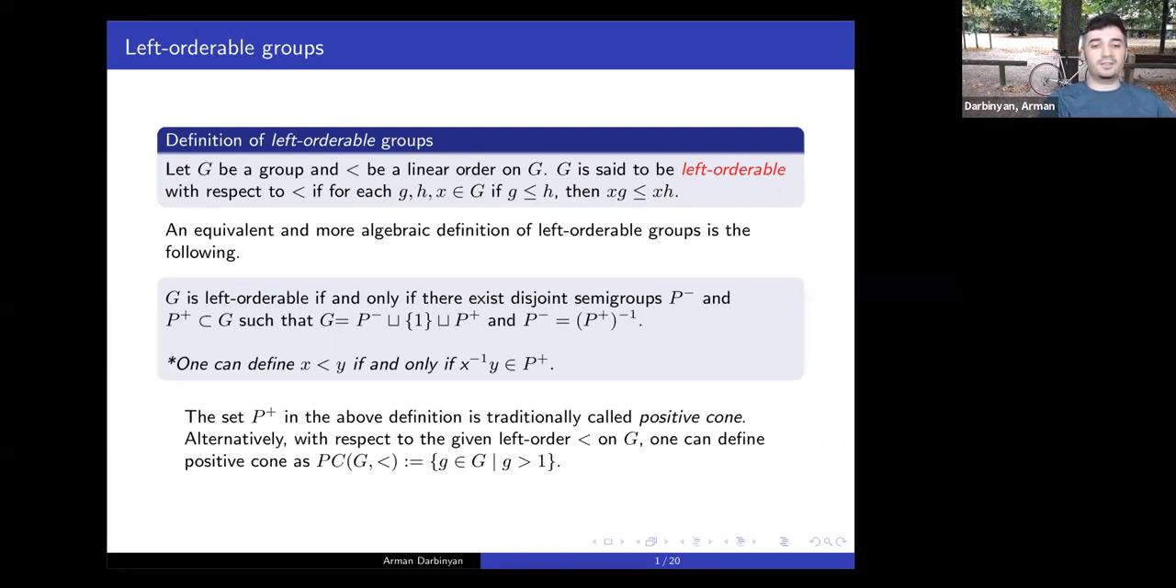On the other hand, once the left order is given according to the first definition, meaning explicitly, then one can define a positive cone, which will be composed of all the elements of the group G that are strictly larger than the trivial element. So this positive cone, defined this way, will serve as the semigroup P plus. So this is how these two definitions are related.